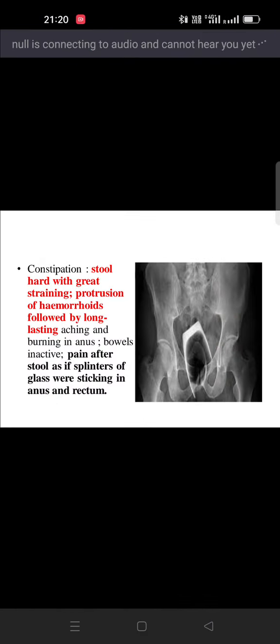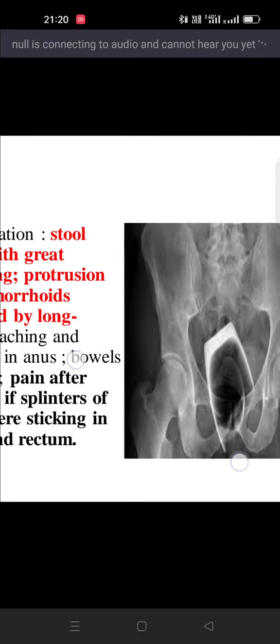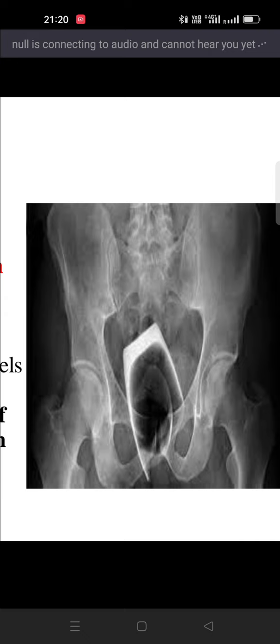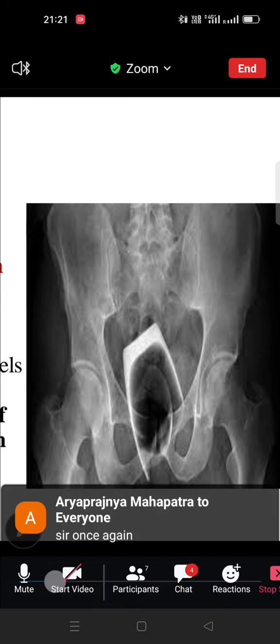But can anyone tell me in which disease condition we will find a ground-glass appearance on X-ray? कोई बताएगा? We will find it in case of achondroplasia, a glass-like appearance, especially in the pelvic X-ray. But glass-like appearance on chest X-ray.